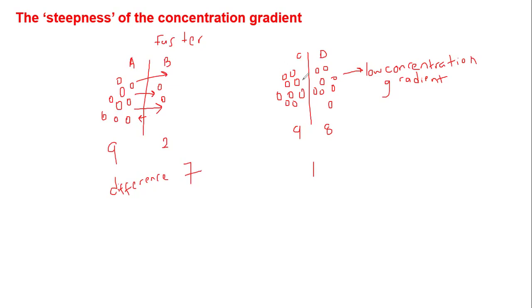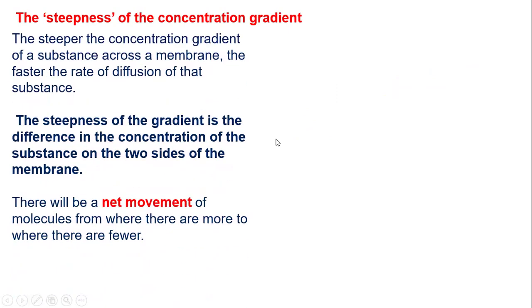And then here we shall still have diffusion, but it will be slower because the difference is very small. The concentration gradient is very low. So that is concentration gradient affecting the rate of diffusion. So always molecules will be diffusing faster if there is a steep concentration gradient, and they will be diffusing slower if there is a small concentration gradient. So the steeper the concentration gradient of substances across a membrane, the faster the rate of diffusion.